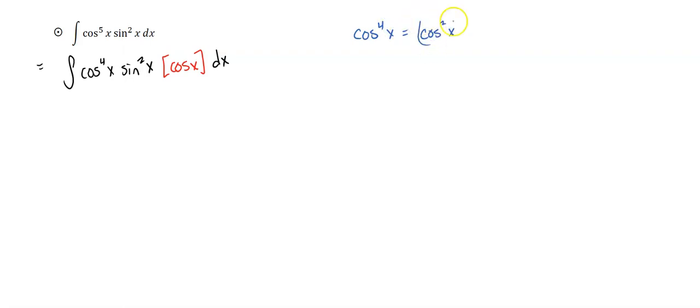Here's another one with an odd positive cosine. So I'm going to start by reserving a cosine. So we'll have cosine to the 4th of x, sine squared of x, and we'll have that other cosine of x out to the side. Notice that I've got a cosine to the 4th power of x. So we're going to write that cosine to the 4th power of x, just like we did with the sine, as cosine squared of x squared. And then I'm going to replace the cosine squared of x with 1 minus sine squared of x.